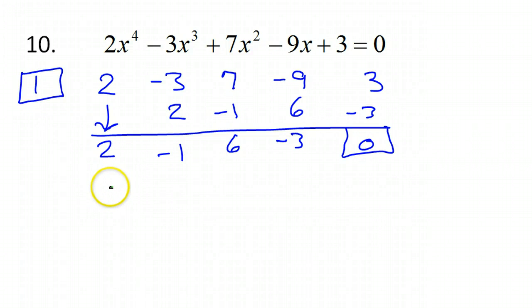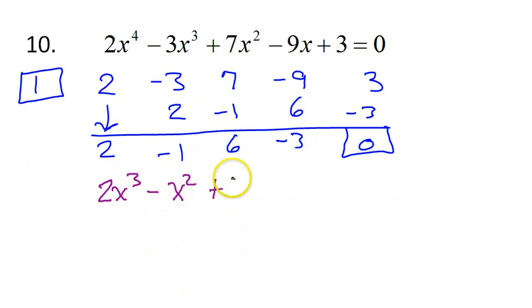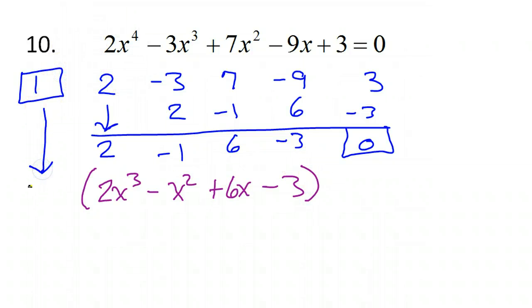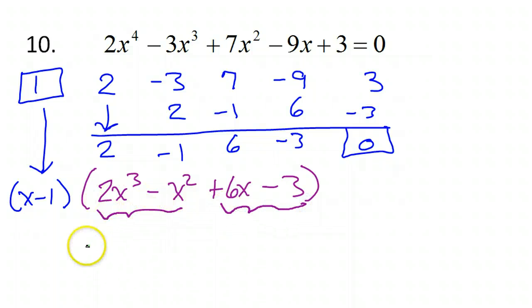So first of all, what we have here is 2x to the third power minus x squared plus 6x minus 3. Meanwhile, we have from this 0, we have a factor of x minus 1. Let's never forget that. Okay, so grouping means let's pair the first two terms, let's pair the second two terms, pull out the GCF.